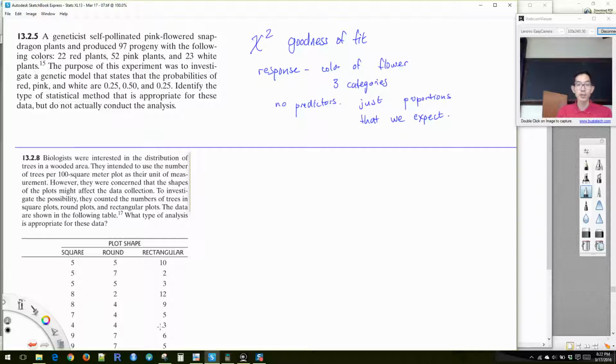Okay, so 13.28, biologists were interested in the distribution of trees in a wooded area. They intended to use the number of trees per 100 square meter plot as their unit of measurement. However, they were concerned that the shapes of the plots might affect the data collection. So to investigate the possibility, they counted the number of trees in square plots, round plots, and rectangular plots. And the data are shown in the following table. What type of analysis is appropriate here?